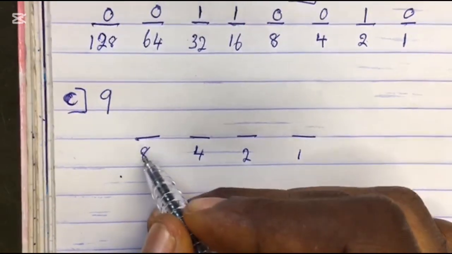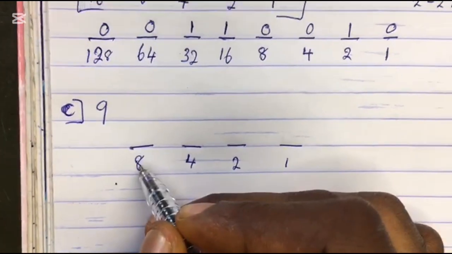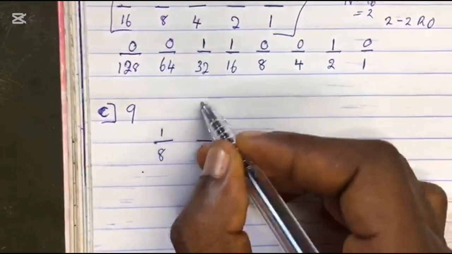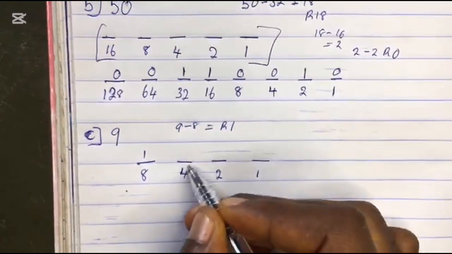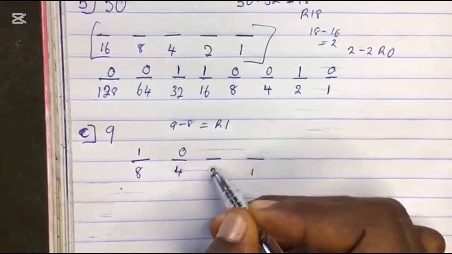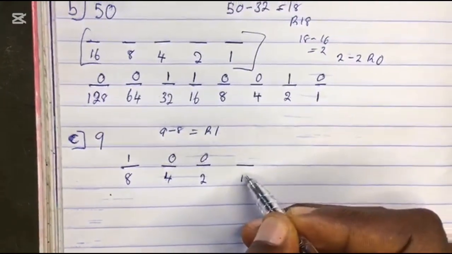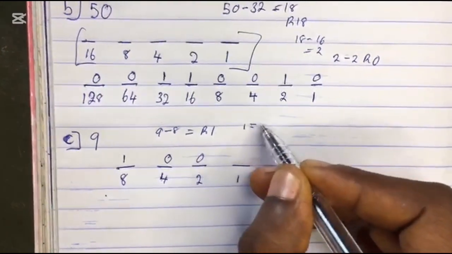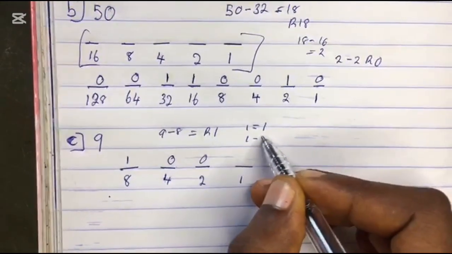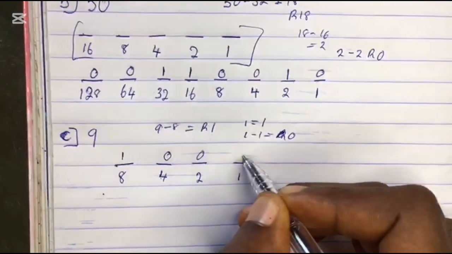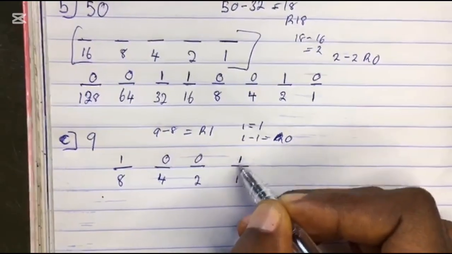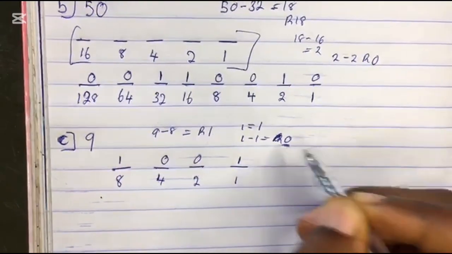So now, is 9 greater than 8? Yes. You write down 1, then you do 9 minus 8. It's going to give you 1 as your remainder. Is 1 greater than 4? No. Is 1 greater than 2? No. Is 1 greater than 1? It's equal to 1. So you're going to do a minus. 1 minus 1 is going to give you remainder 0. So you're going to write down 1 here. Remember, if it's equal to, you write 1 and then you have remainder 0.